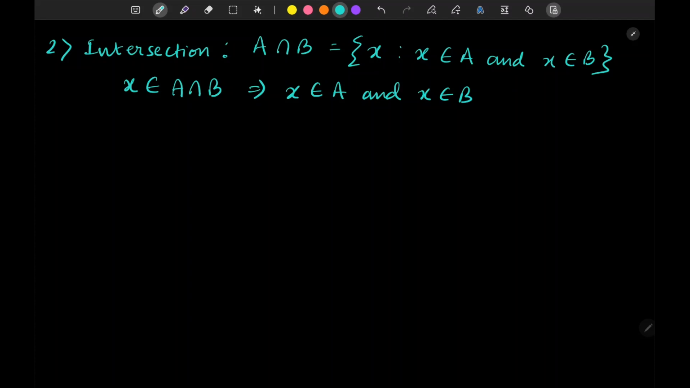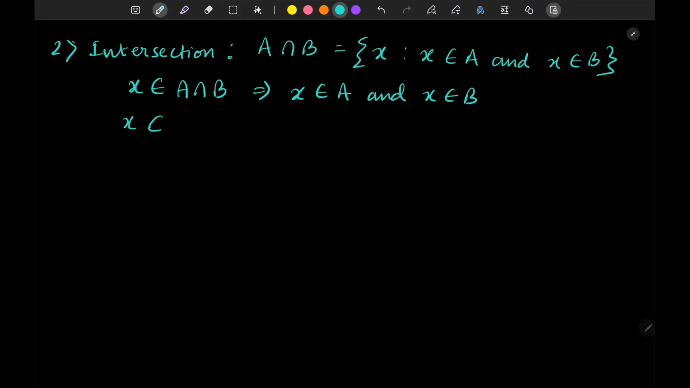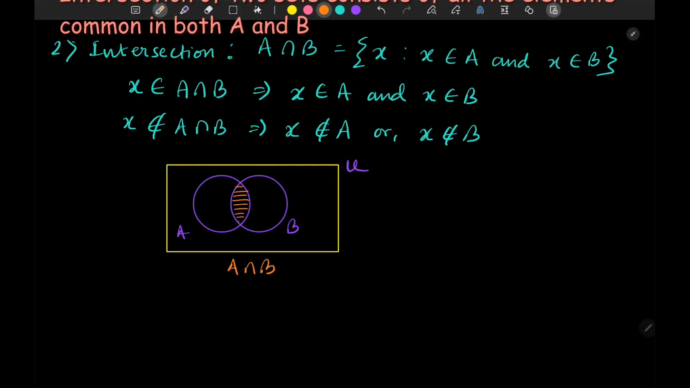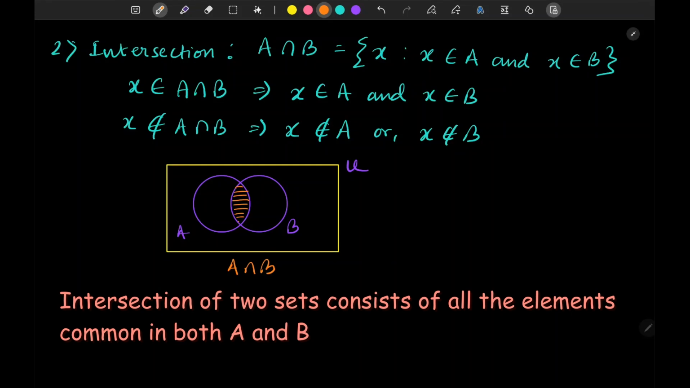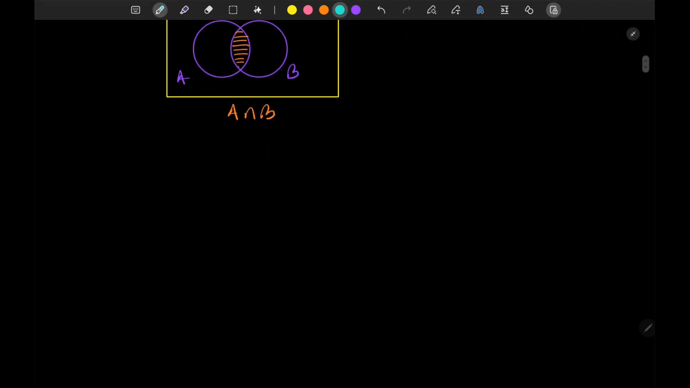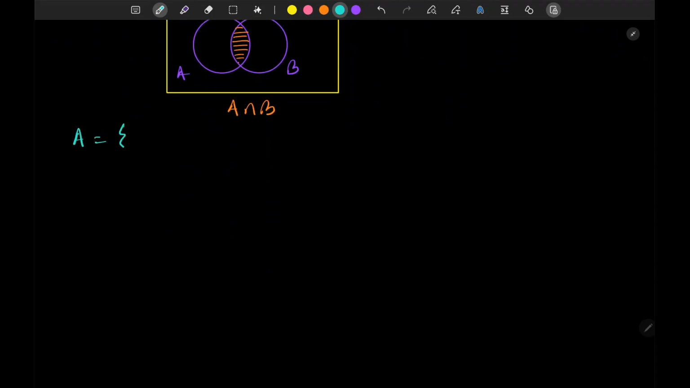Now, from the definition, it is clear that if an element X is not a member of the set A intersection B, then either it does not belong to set A or it does not belong to set B. The intersection of two sets can be represented in a Venn diagram as follows. Let us take two sets A and B inside the universal set U. The shaded region between A and B, as represented in the diagram, represents the set A intersection B, which is the common portion between both the overlapping circles. The intersection of two sets can be better understood using an example. Let us take the same sets A and B consisting of the elements as taken earlier.